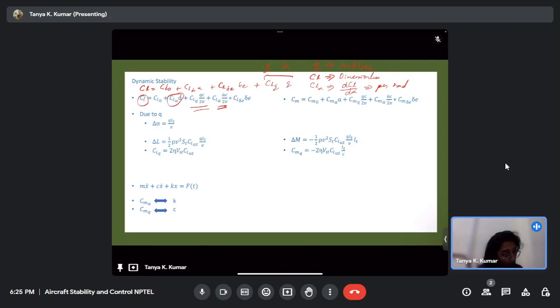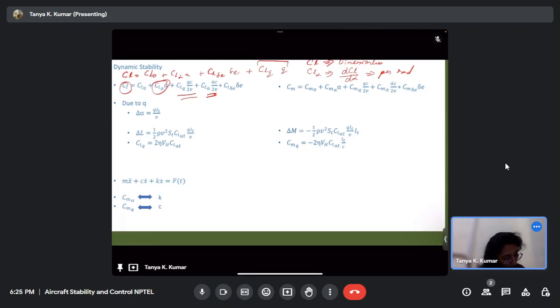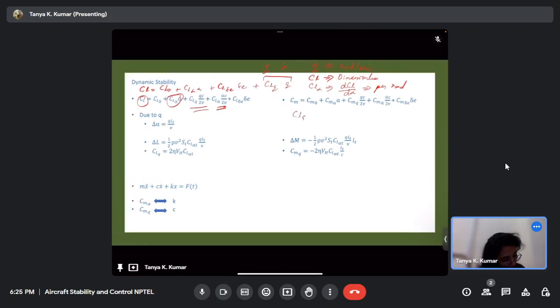So now tell me how CLQ is defined. We know that it's multiplied by QC by 2V. That 2 is just our convention. It could very well be QC by V, and then also it will be dimensionless. So QC by 2V is just our convention.